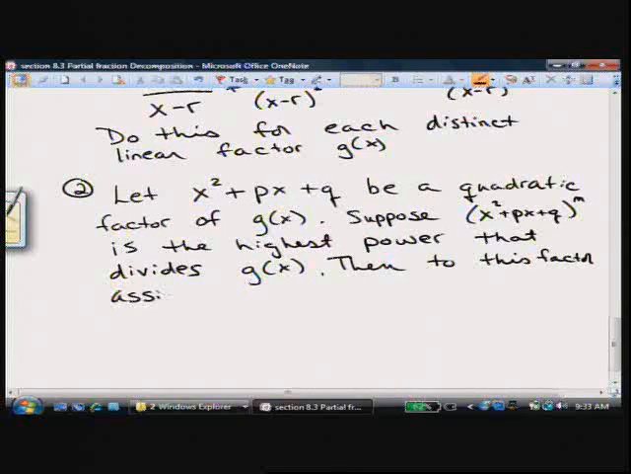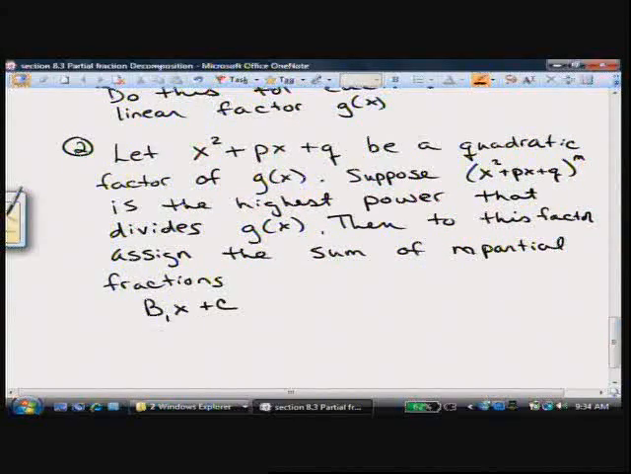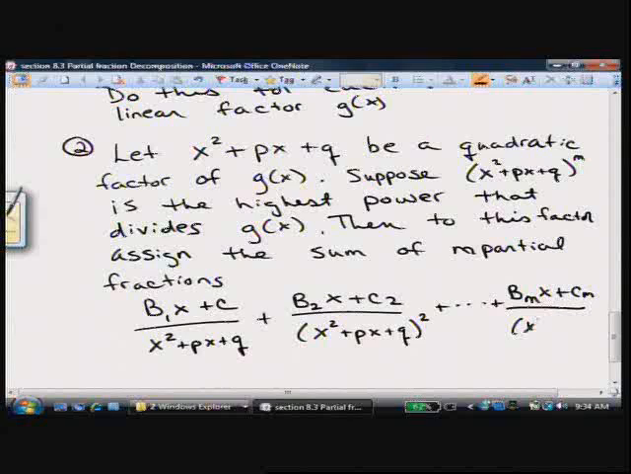And then what you do is you assign the sum of m partial fractions, because I made it to the m. Here you're going to do B sub 1 x plus C over x squared plus px plus q. So whatever the quadratic factor is, you have a linear numerator. And then you have another one if it's a second degree, and you keep doing that all the way up to the total number for each distinct quadratic factor. It could get really bad. If you had more than one, it gets algebraically really messy.